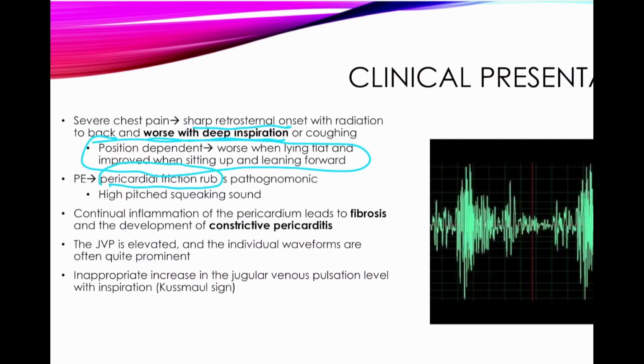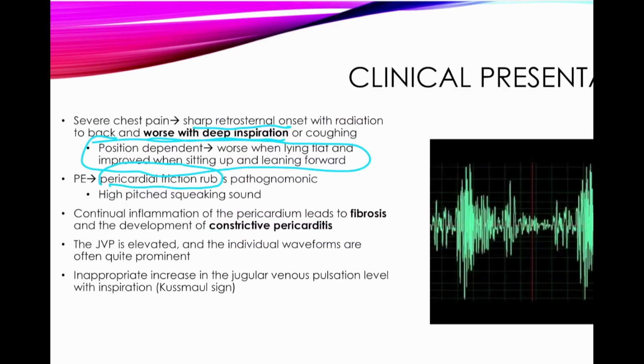It's a high-pitched squeaking sound. It's a continuous murmur, meaning you'll hear this in systole and diastole. It's like a squeak, squeak, or a rough friction, like a rubbing, but it's happening through systole and diastole because as the heart squeezes, the pericardium is rubbing against it. When the heart relaxes, the pericardium is rubbing up against it because it's inflamed. So it causes a continuous, to-and-fro murmur, the pericardial friction rub. Those are all things related to pericarditis.